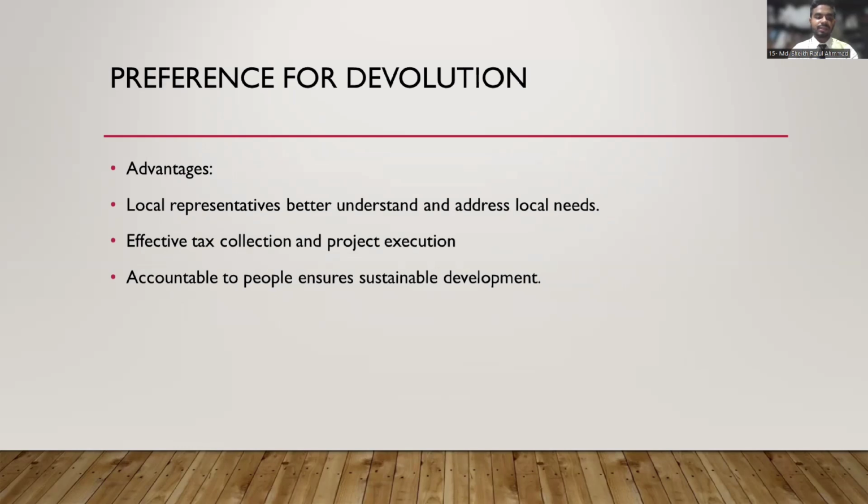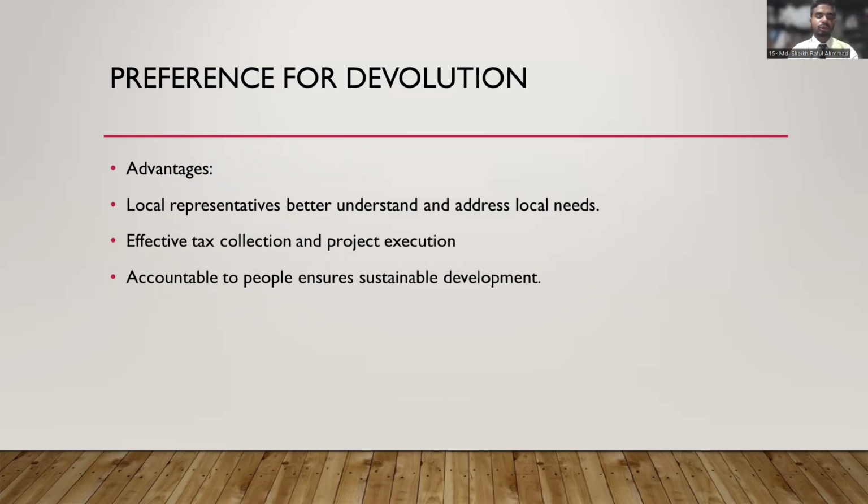Moving into the next slide, among the four types of decentralization, devolution is the most effective for local government development. Devolution involves transferring decision-making authority and responsibilities directly to local governments, making them accountable to the people. Local representatives understand and address the needs of their communities better than the central government. They can effectively manage local functions such as tax collection and development projects. Also, accountability to the local population ensures transparency and promotes sustainable local development.